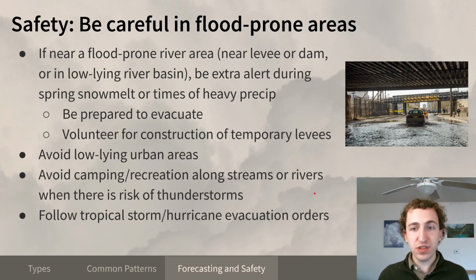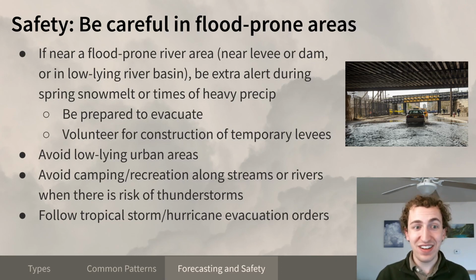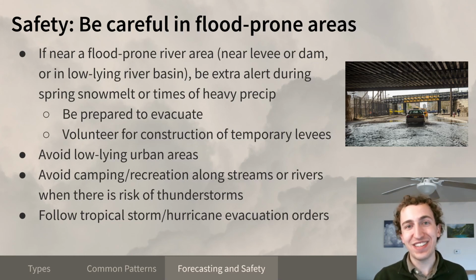If you're outdoors, avoid camping or having any kind of recreation along riverbanks or streams whenever there's thunderstorms, because without warning, if there's a deluge of water and precipitation upstream from you, water can come down unexpectedly quickly and you can be in a bad place. You can be swept away by said onrush of water.